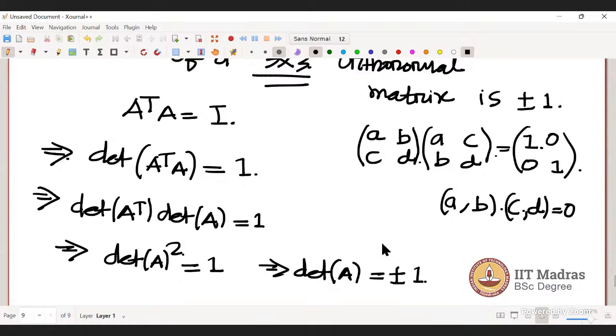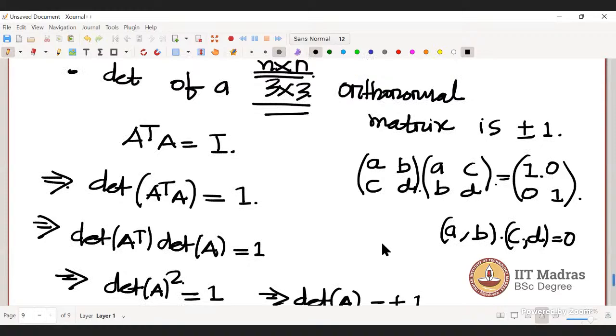When can it be minus 1, sir? Is there a matrix where it can be minus 1?